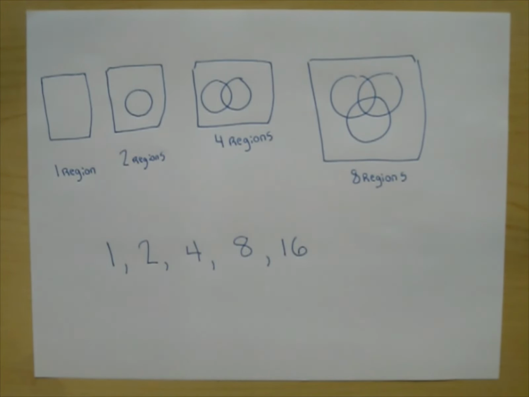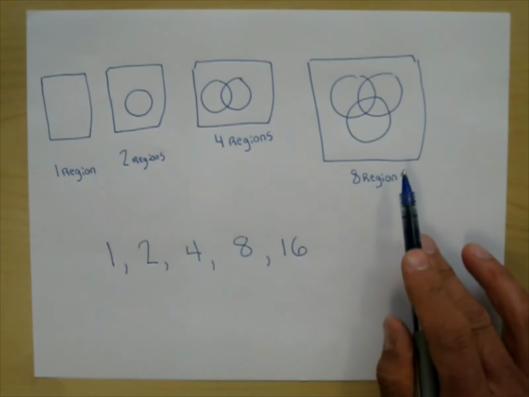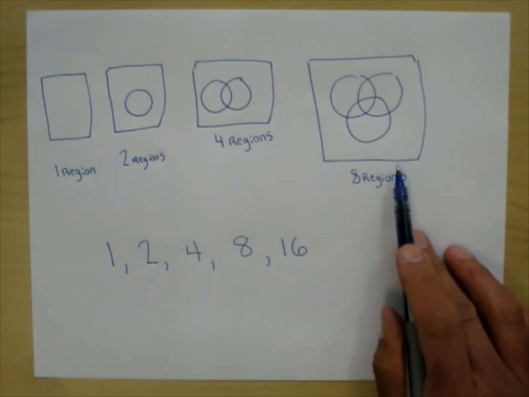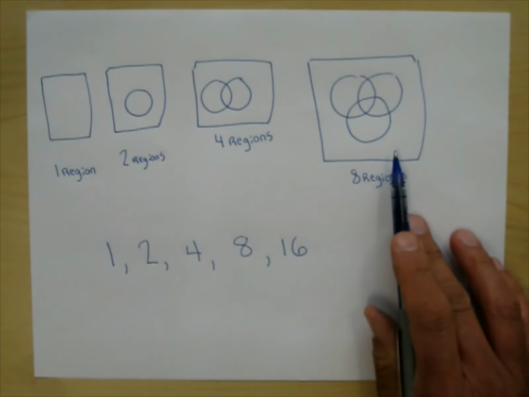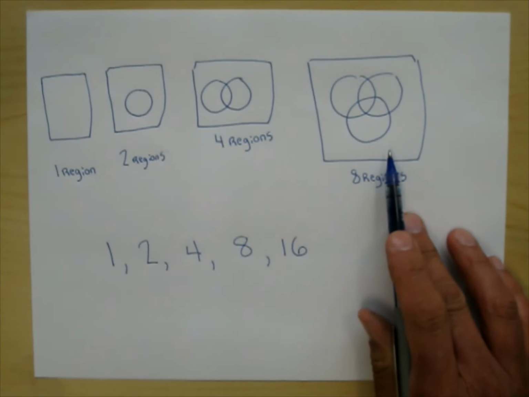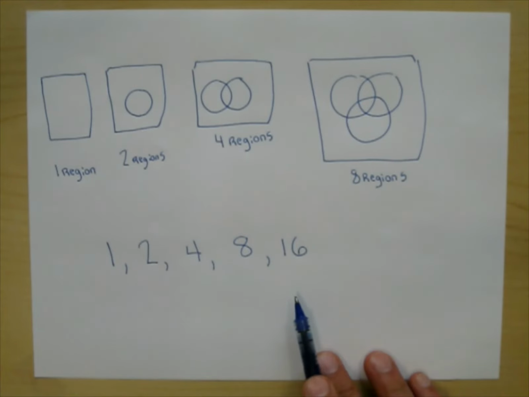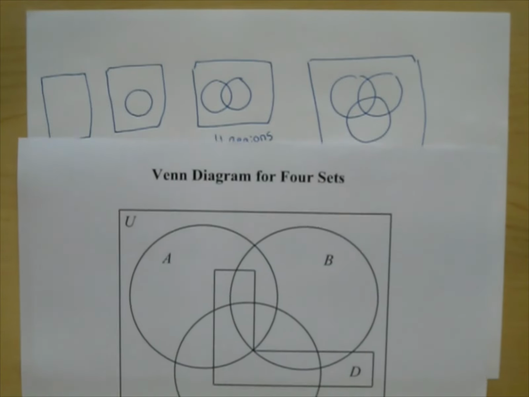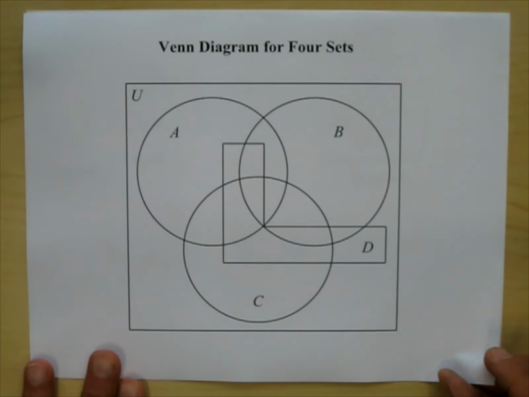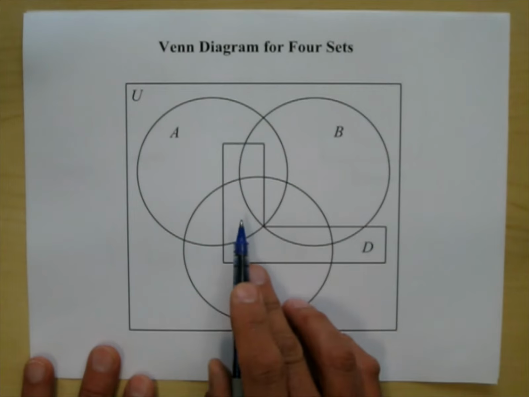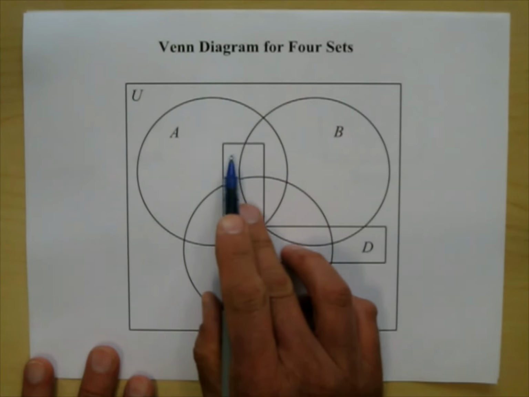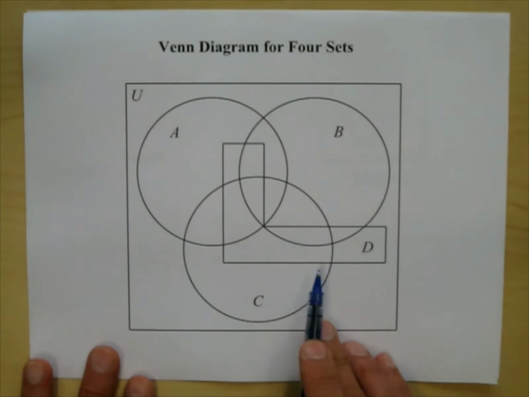That would suggest that if you had to do 4 subsets or 4 circles, you would have 16 regions. Well, there's a lot of ways you can do it. Here's one that I came up with. This is a Venn diagram for 4 sets. I've actually made the 4th circle be this L-shaped D, and I'll count the regions.